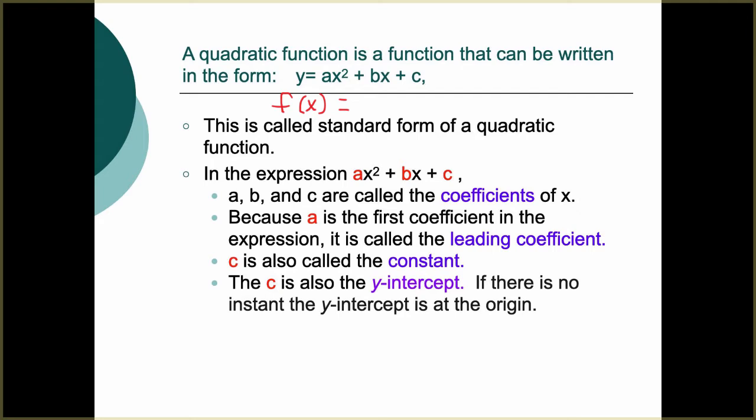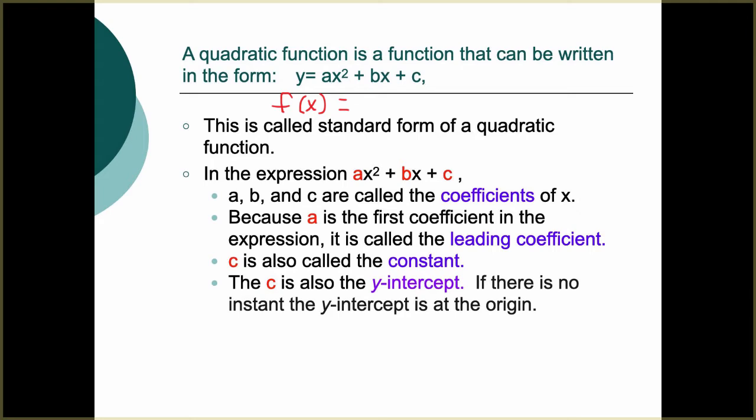In this expression, on the right side of the equal sign, the ax squared plus bx plus c, the a, b, and c are called the coefficients of x. Because a is the first coefficient, we call it the leading coefficient. We've talked about this previously this year. C is the constant. It's just a number.